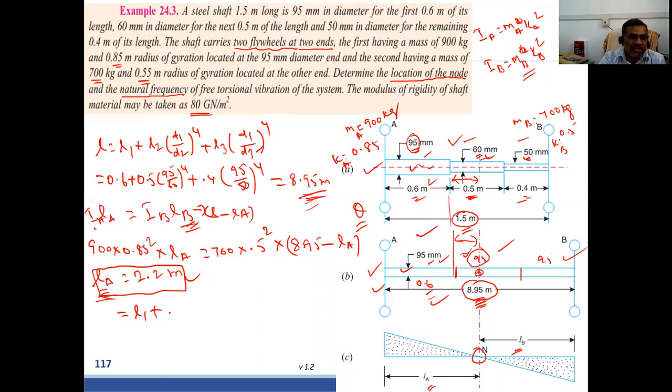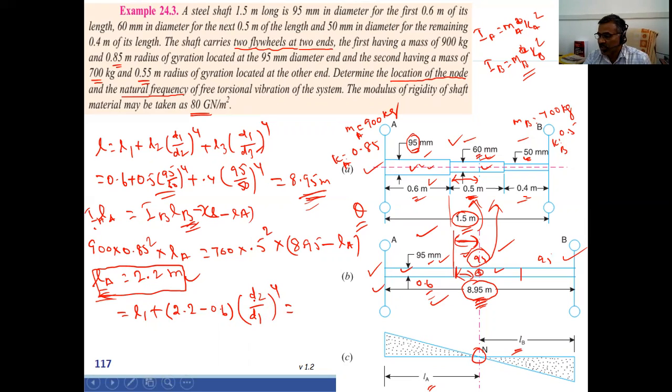So we know this length, already we have calculated. This you have to convert into original length. For that, just reverse of this. That is 2.2 minus 0.6, this distance. If you want to convert, here d2 by d1, the whole power 4. If you put, you can find that value. It is 0.855 meter.